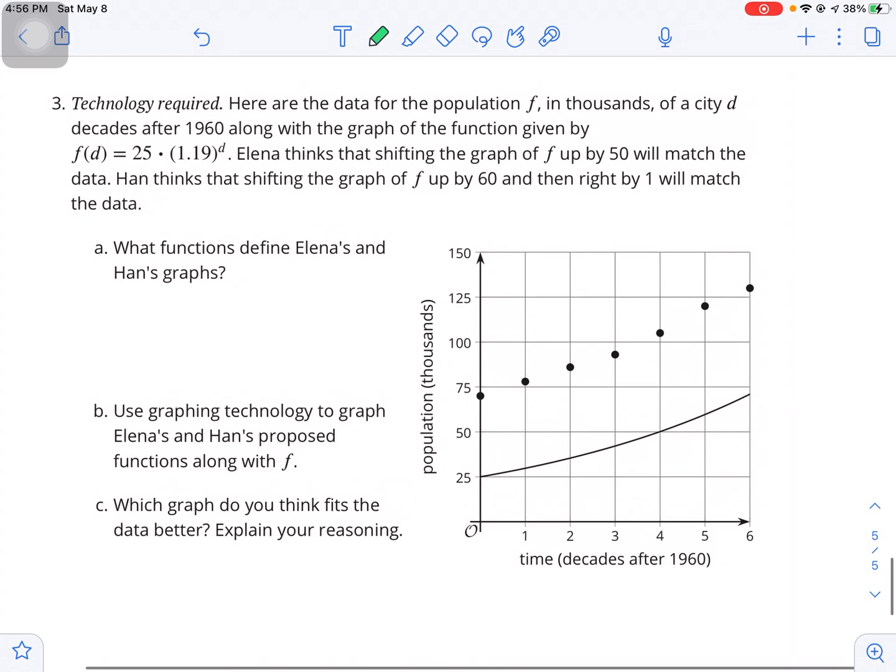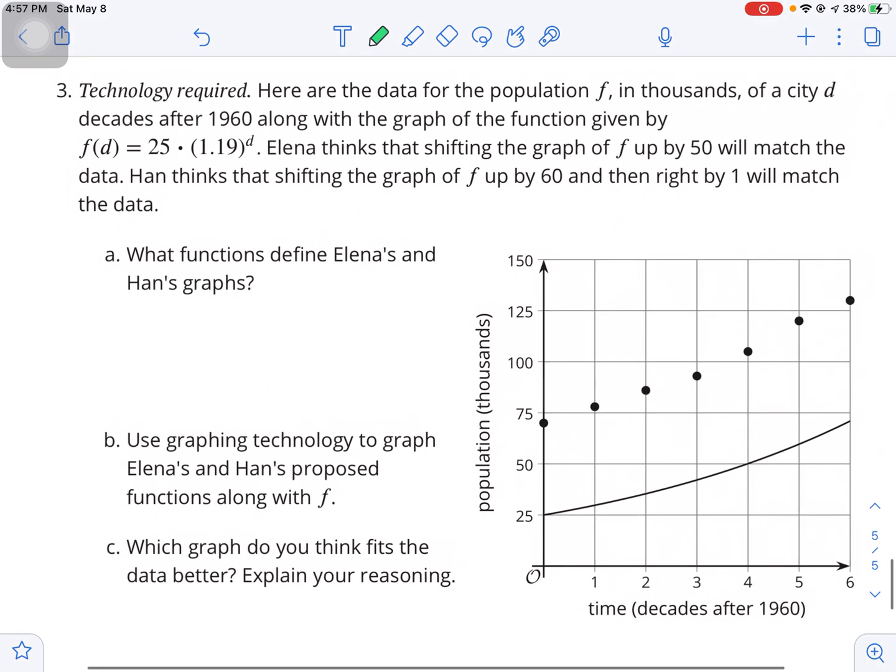Number 3, here are the data for the population F in thousands of a city D decades after 1960, along with the graph of the function given by f of d is equal to 25 times 1.19 to the d. Elena thinks that shifting the graph of f up by 50 will match the data. Han thinks that shifting the graph of f up by 60 and then right by 1 will match the data. What functions define Elena's and Han's graph?